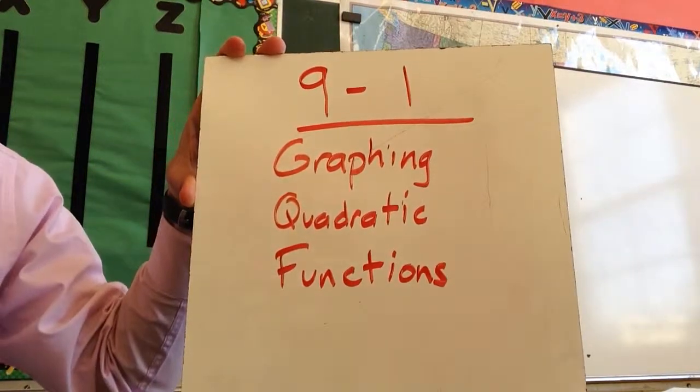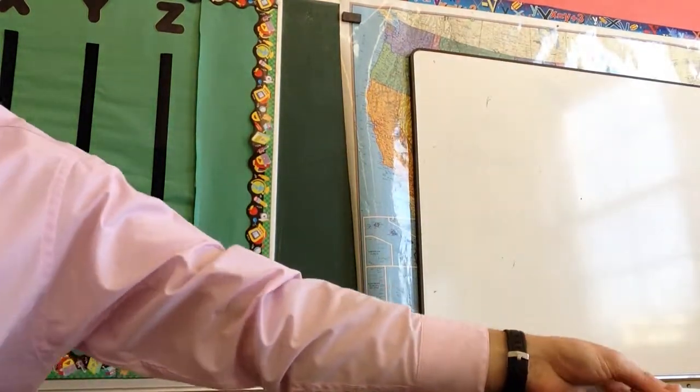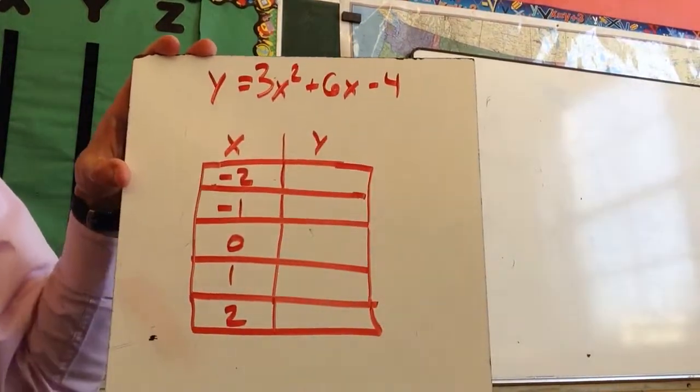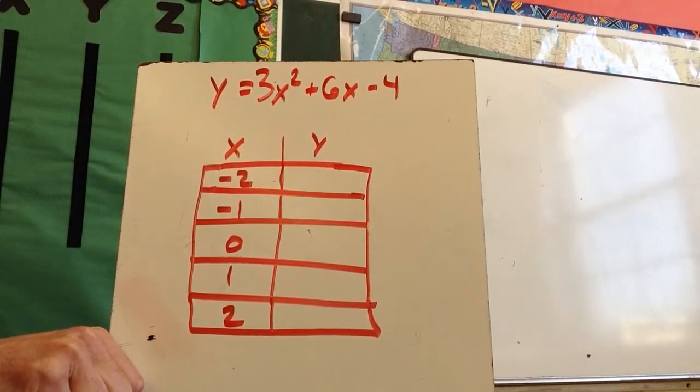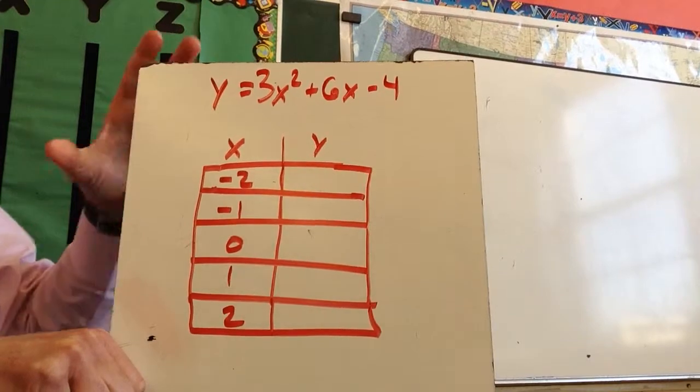This video will discuss chapter 9.1, graphing quadratic functions. So what we're going to focus on is how it is that we might graph something that looks like this. So we've got y equals 3x squared plus 6x minus 4.